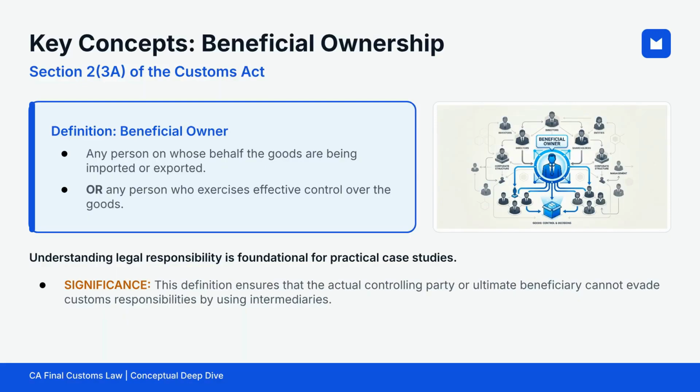Imagine an importer using intermediaries or agents to hide ownership. Even in such situations, the beneficial owner can still be held responsible. This definition plays a critical role in practical case studies, anti-evasion measures, and enforcement actions under customs law.